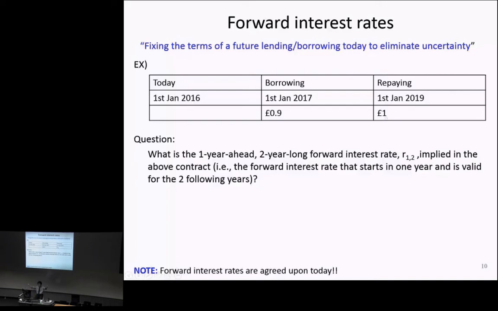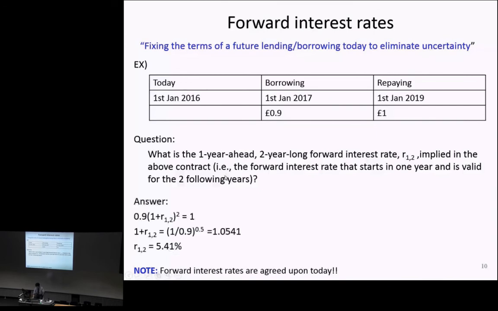Imagine that the borrower and the lender sign this contract today. What is the interest rate implied by this contract? What is the 1 year ahead, 2 year long forward interest rate, which we denote by R12, implied by this contract? It is 1 year ahead interest rate because when they sign, the borrowing doesn't start immediately. The borrowing will start 1 year from today. So that's 1 year ahead interest rate. It is 2 year long interest rate because the borrowing and lending will last for 2 years once it starts.